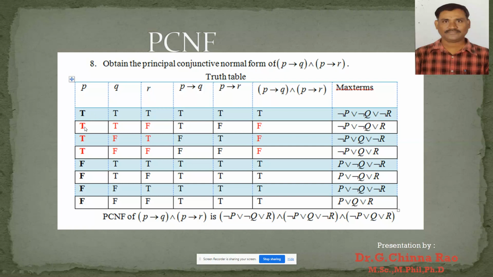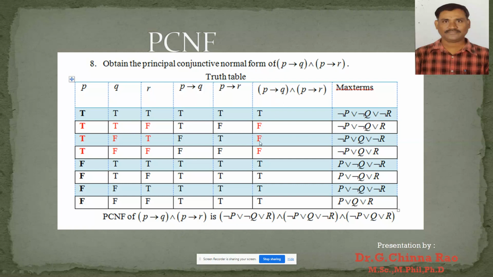Here also, where we get true, you have to give negation, because their disjunction is false only when both P and Q are false. Negation P or negation Q or R. If it is false, keep it. If it is true, you have to give negation. Then you get max terms. Now PCNF of the given formula is the conjunction of max terms.